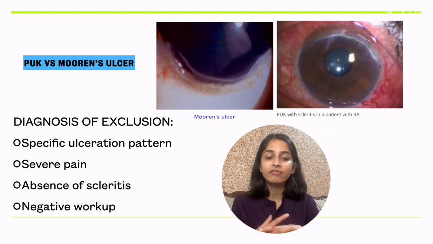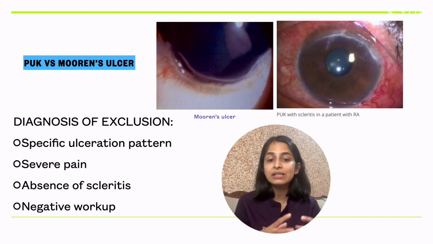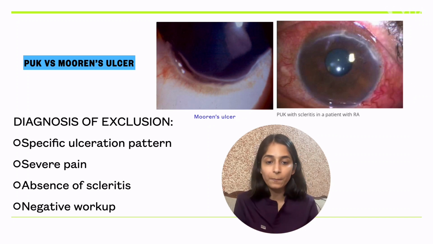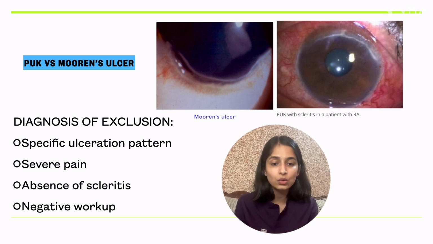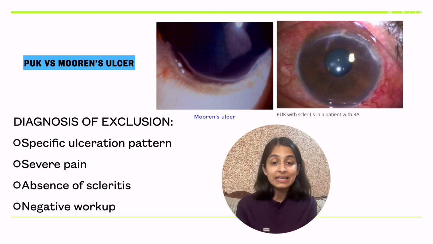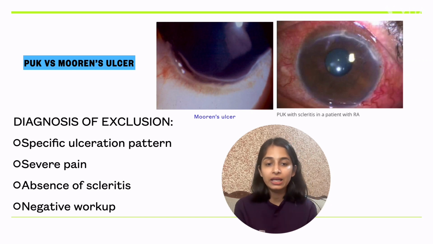And this is a vital clinical clue that Mooren ulcers typically involve only the cornea and spare the sclera. As you can see in the image, PUK on the right frequently presents with associated scleritis, while on the left, Mooren's shows a clear sclera despite severe corneal thinning. Now, to conclude, peripheral ulcerative keratitis is more than just a corneal condition. It is often a sentinel sign for life-threatening systemic autoimmune diseases.